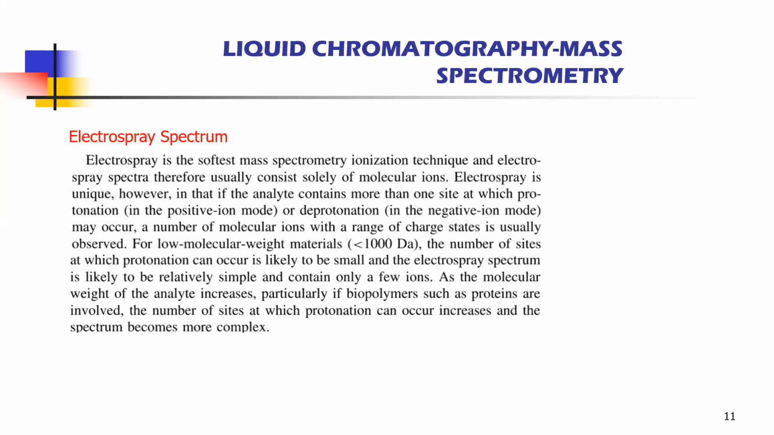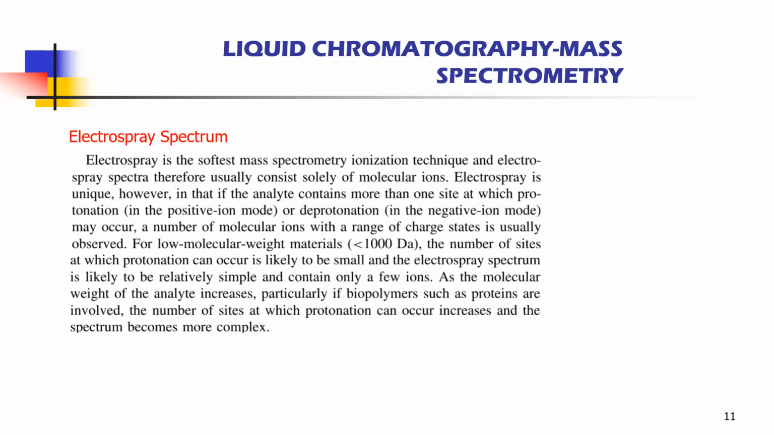For low molecular weight material, the number of sites at which protonation can occur is likely to be small, and the electrospray spectrum is likely to be relatively simple and contain only a few ions. As the molecular weight of the analyte increases, particularly when biopolymers such as proteins are involved, the number of sites at which protonation can occur increases and the spectrum becomes more complex in nature.